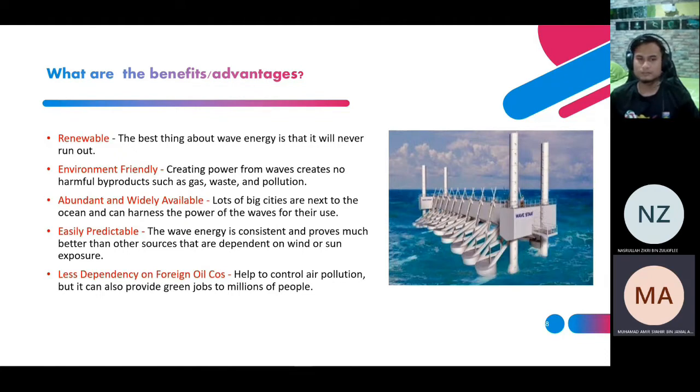Okay, second, environment friendly. Unlike fossil fuels, creating power from waves creates no harmful byproducts such as gas, waste and pollution. The energy from waves can be taken directly into electricity producing machinery and used to power generators and power plants nearby.